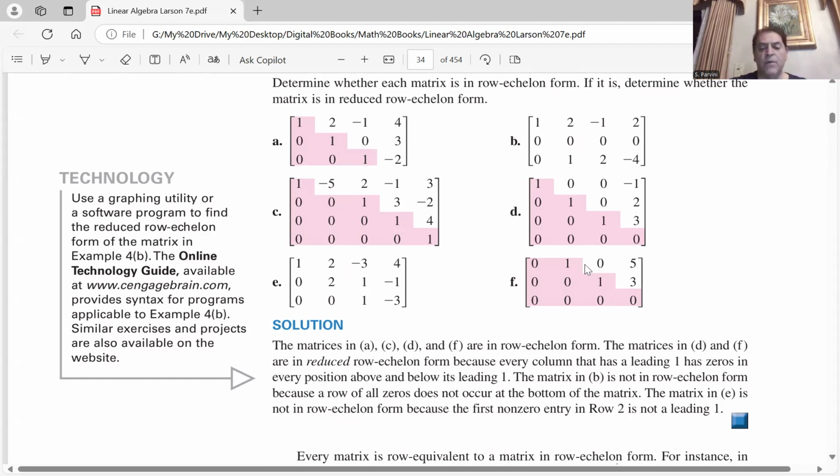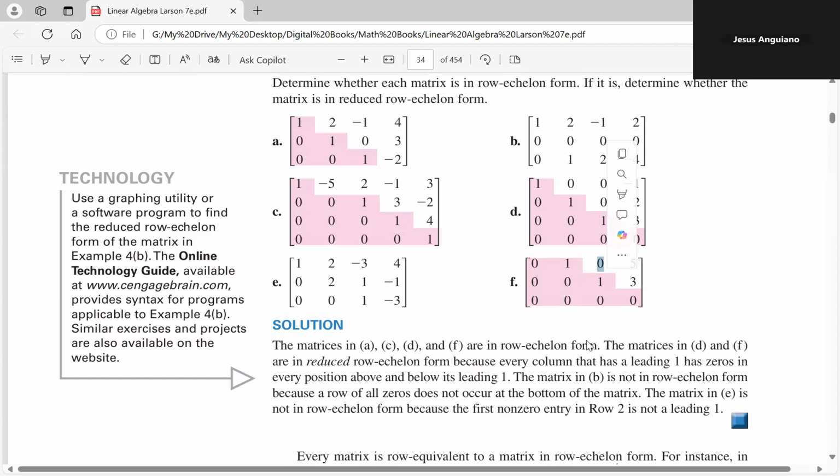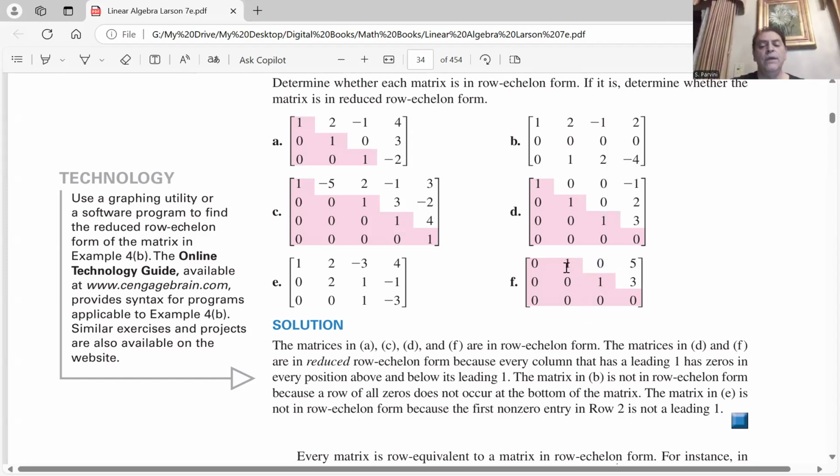Now, what about F, by the way? Matrix F. First, is it in the echelon form? Yeah, it is. Very good. Is it in the reduced echelon form? It is. Very good. You see that zero? Anywhere you have a one, if there is an entry, a number above it, it has to be zero. Now look at the second column. Here's a one, but there's nothing above it, so that's fine. This one, second row, third column, there is a one. There is an entry directly above it. It's zero, so it is in the reduced echelon form.